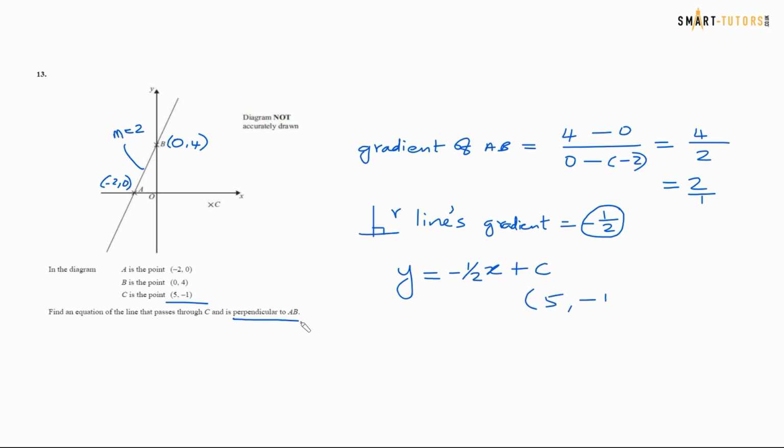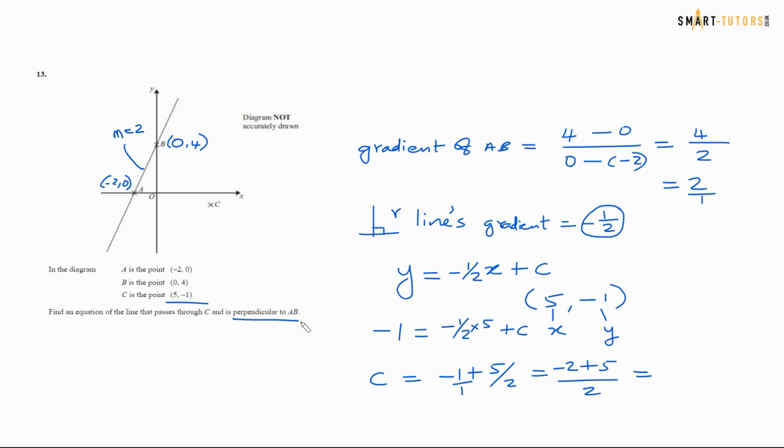So 5 comma minus 1 means 5 is the x and minus 1 is the y. So minus 1 equals minus half times 5 plus c. So we can find the c: minus 1 minus 5 by 2 going to the other side, so plus 5 by 2. If I use the fraction, minus 2 plus 5 over 2. So 5 minus 2 is 3 over 2.